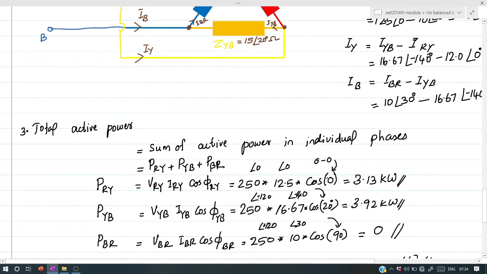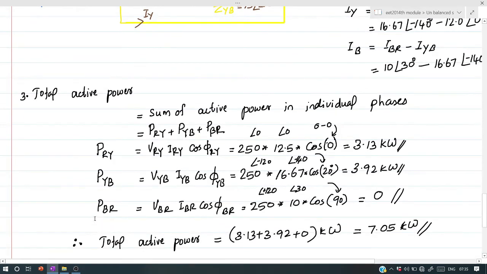VYB is 250 angle minus 120. IYB is 16.67 angle minus 140 degree. Angle difference between these two is 20 degree. So substituting, we can obtain PYB as 3.92 kilowatt.